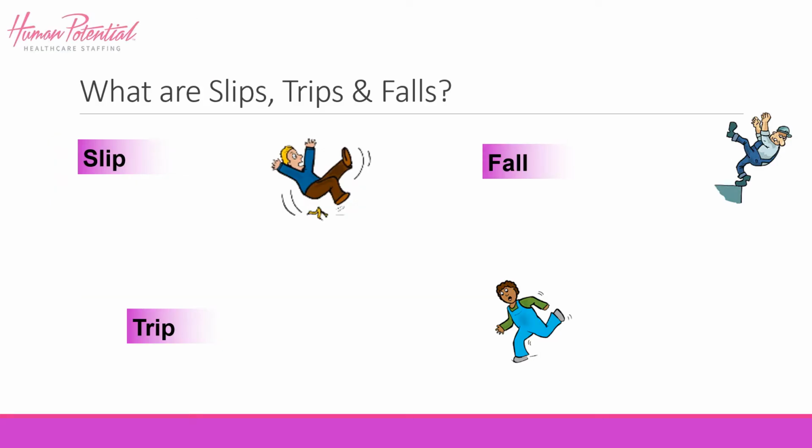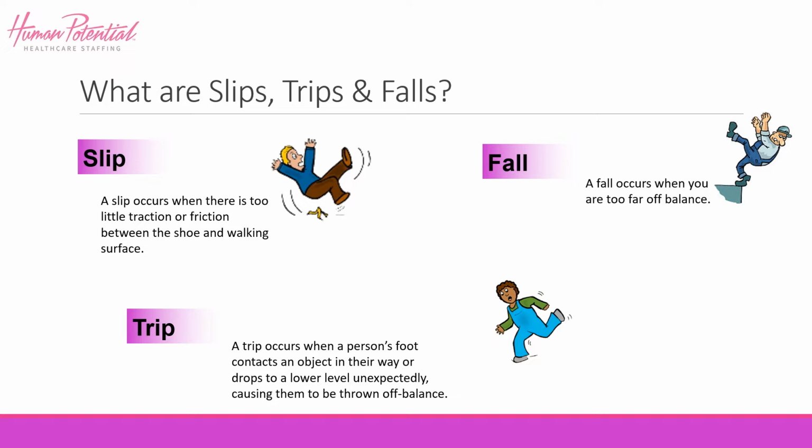More than likely, we've all either slipped, tripped, or fallen and hurt ourselves at some point in our lives. So how do slips, trips, and falls happen? Well, a slip occurs when there is little traction or friction between the shoe and the walking surface. A trip occurs when a person's foot contacts an object in their way or drops to a lower level unexpectedly, causing them to be thrown off balance. And then a fall occurs when you are too far off balance. This training will focus on incidents related to work situations that you may encounter at your workplace.